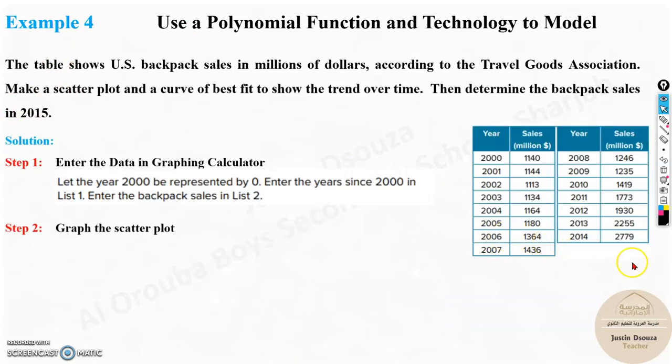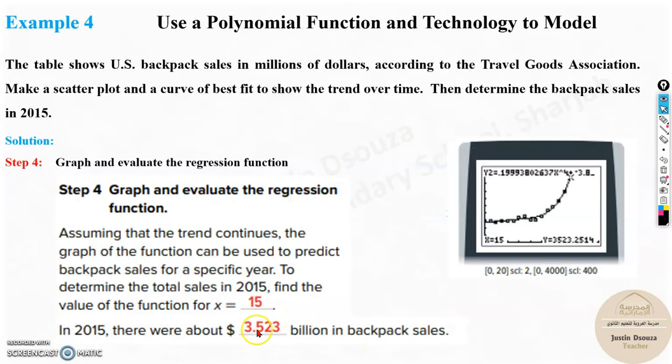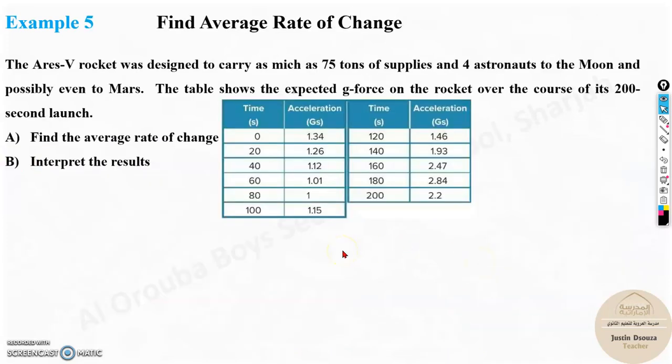Let me just go back quickly over here. See, it was 2255 for 2013, 2779 for 2014, and for 2015 it was 3.15 and something. That is approximately correct. So, sorry, over here 3.523. Yes, that is an approximately correct answer. Similarly, let's do one more problem.